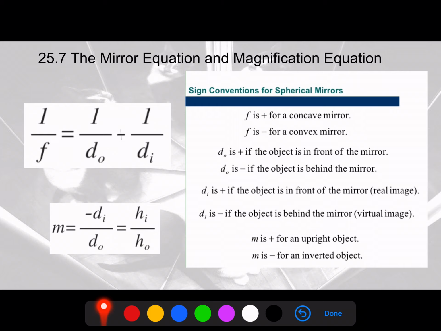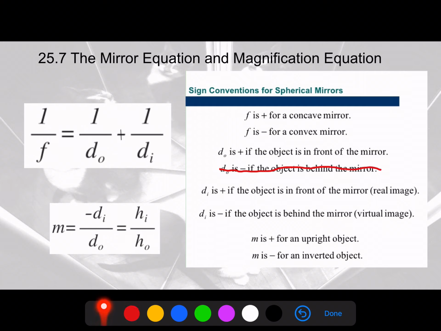Second, with the mirror equation, you want to make sure you follow the sign conventions that are listed here in this chart. So if you have a concave mirror, your focal length is going to be a positive value. If you have a convex mirror, you want to give that a minus sign. DO stands for the distance to the object, so that's where the object is located with respect to the mirror, and it's going to be positive if it's in front of the mirror. Generally speaking, it's pretty much always going to be positive. We don't tend to put things behind the mirror because that doesn't really make any sense.